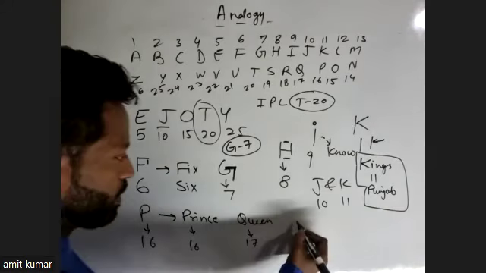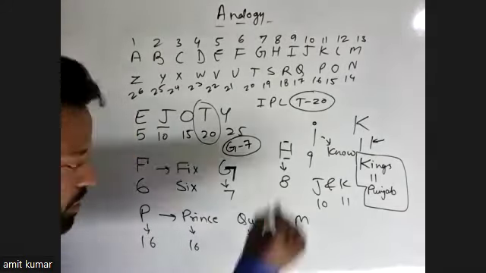Next M. It looks like 3. If it is downward, it is 13. If it is upward, that is 23. Till now, is it clear? Just note it down.